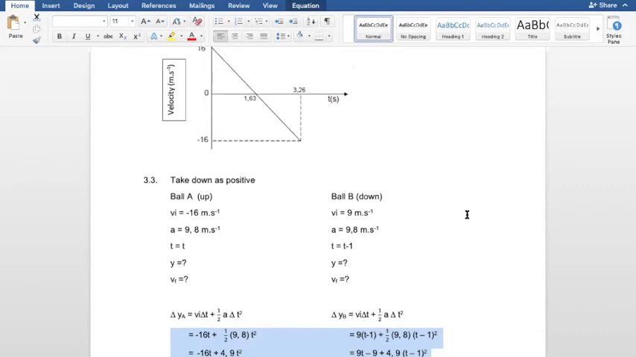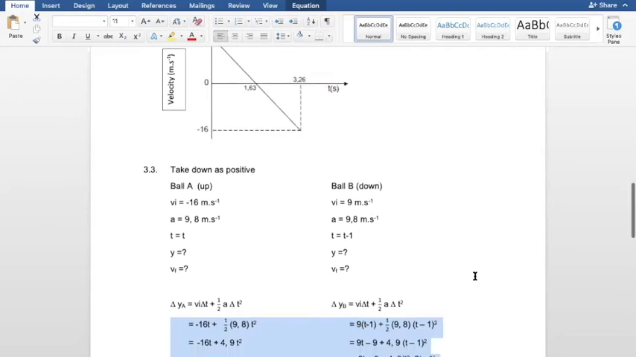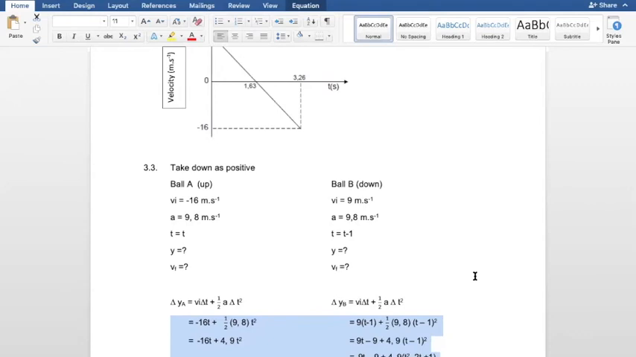For ball B, Vi is 9, delta t is t minus 1, plus half a, where a is 9,8 because 9,8 is positive downwards, and t squared will be (t minus 1) squared. Then let's continue with the values for y, the distance of B. Carry on: 90 minus 9 plus 4,9 (t minus 1) squared. Right, then multiply the quadratic out. It's 90 minus 9 plus 4,9 (t squared minus 2t plus 1).